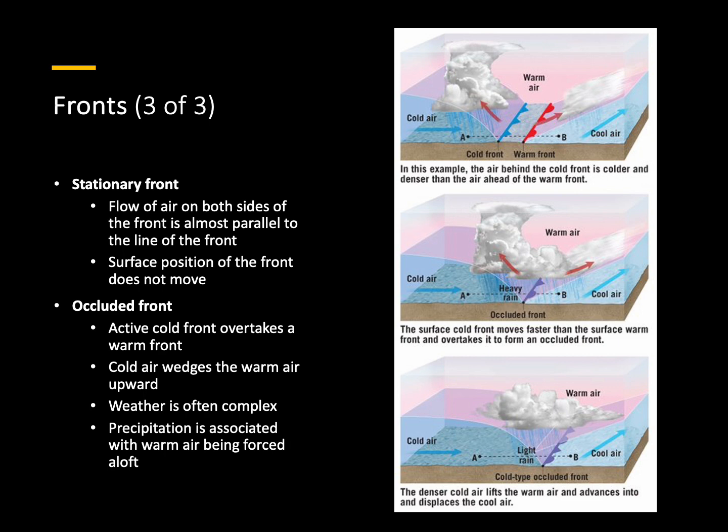So with this occluded front, this is the most complex weather that we have. We're going to get precipitation in some form, because we're forcing all of that warm air higher, where it's going to quickly get colder and release all of that moisture as precipitation.